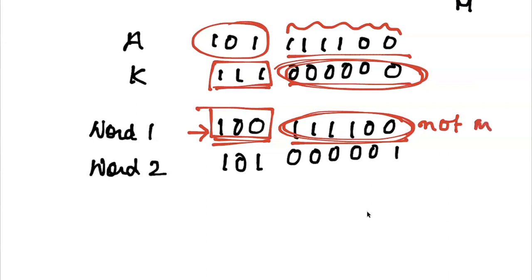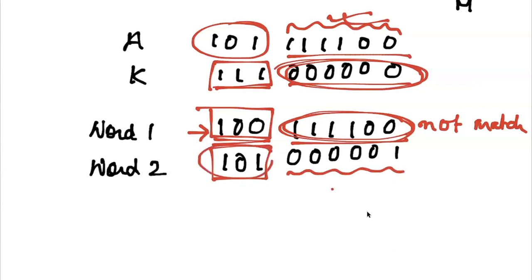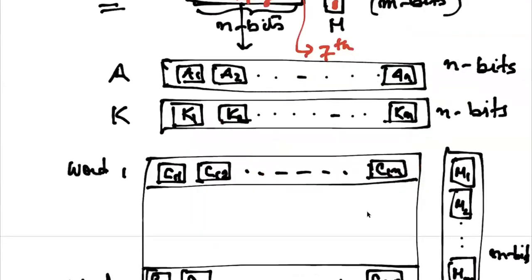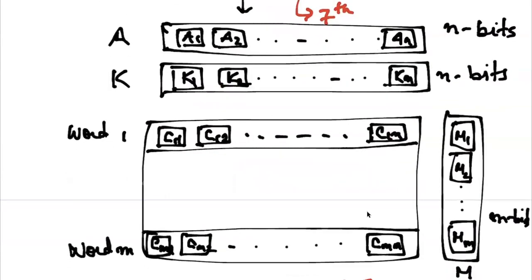Not a match. Similarly, look at the second word. The second word, first 3 bits are 101, but the remaining bits are not matching with this part. So is it a match or not a match? This will be a match because our first 3 bits match. The last remaining bits, we are not bothered about because the key register has got zeros corresponding to them. So this is a match. So this is the utility of the key register. We have the key register which performs this masking.